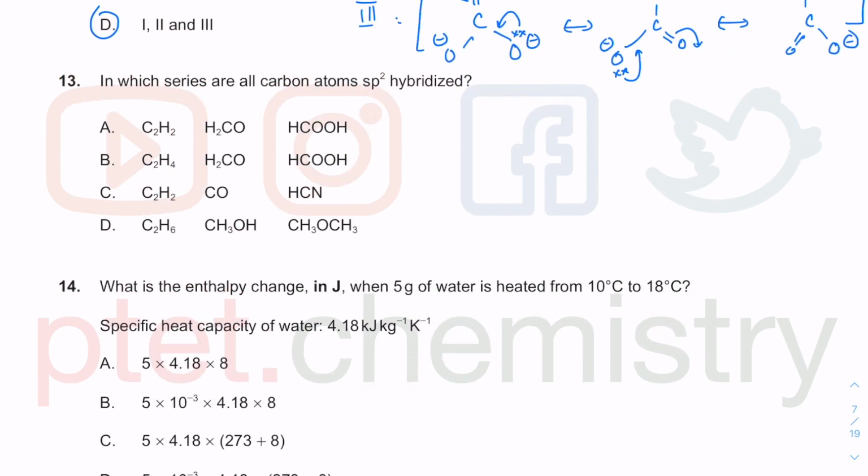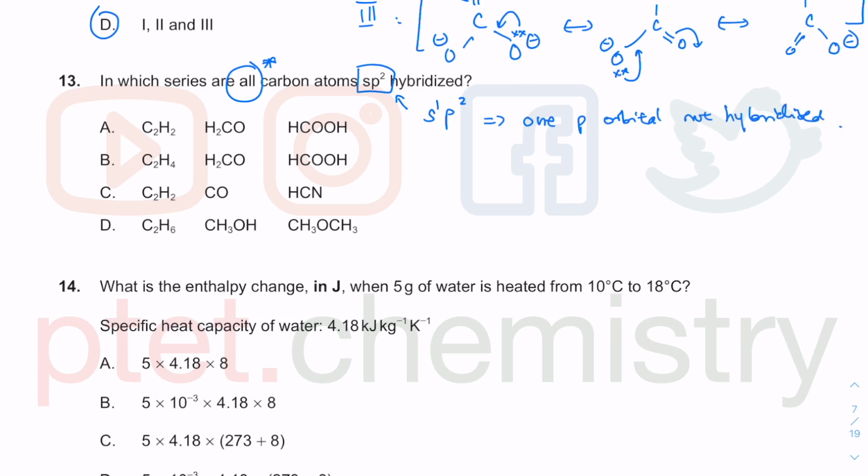Question 13, in which series are all the carbon atoms sp2 hybridized? sp2 hybridized means one of the s and two of the p, so it means one p orbital which is not hybridized.